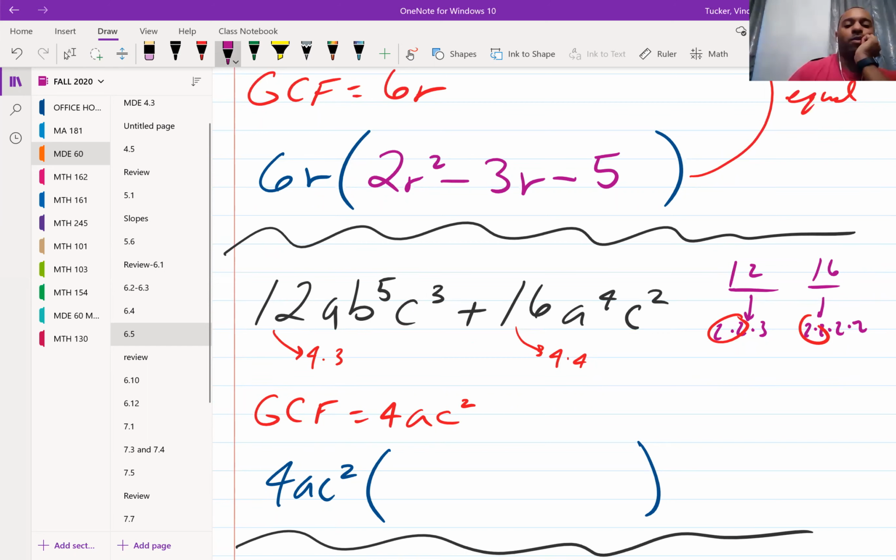All right, so now we know what our GCF is. We know what's going to be on the outside. Any questions before we talk about what's going to be on the inside of the parentheses?